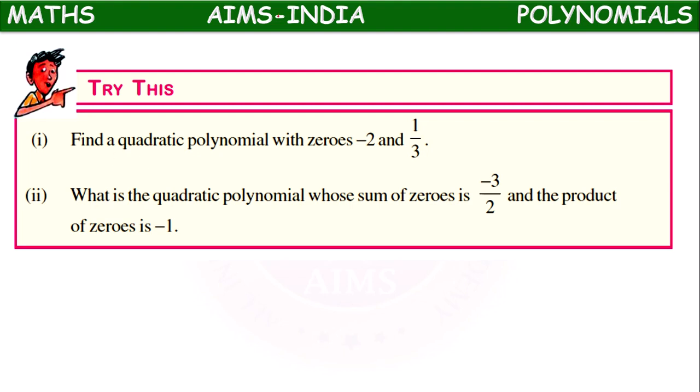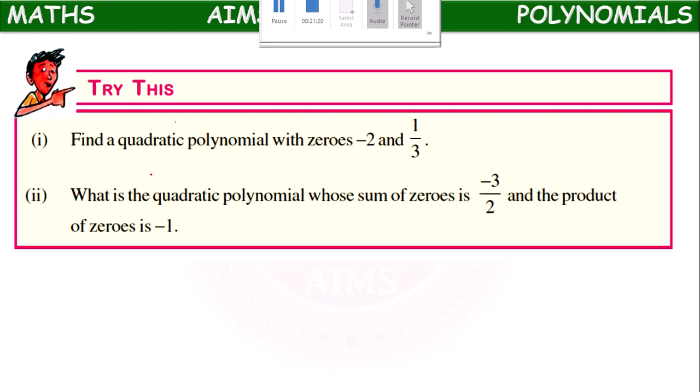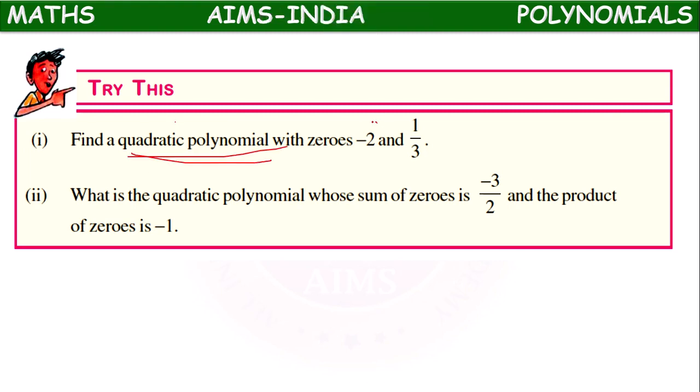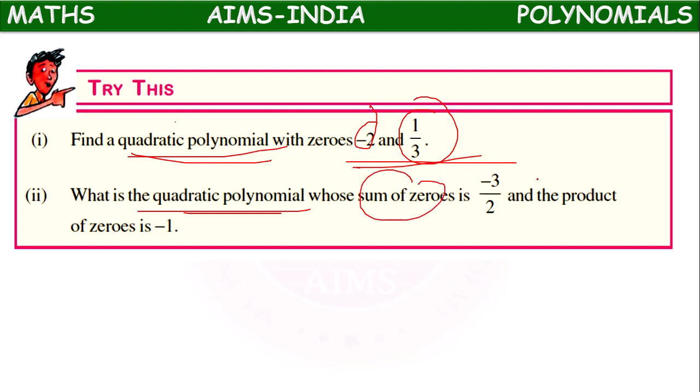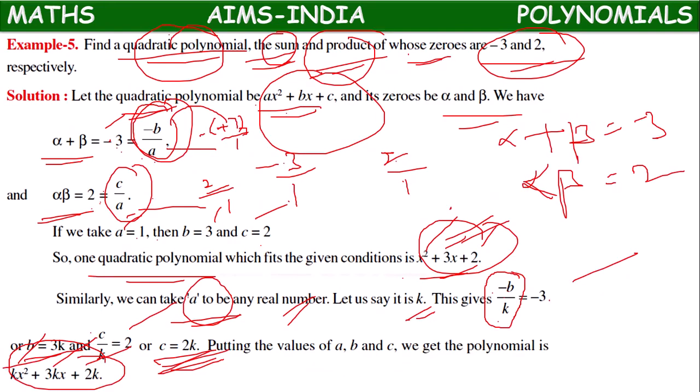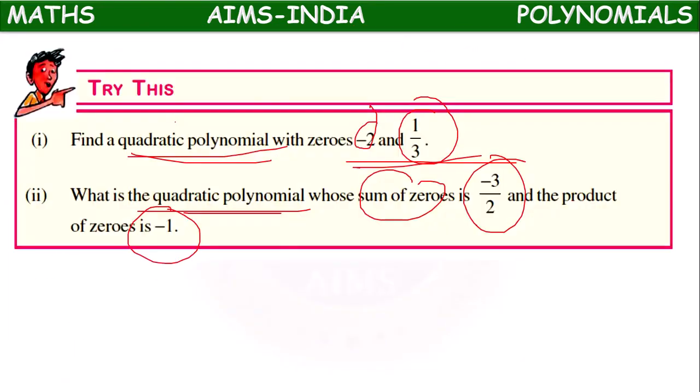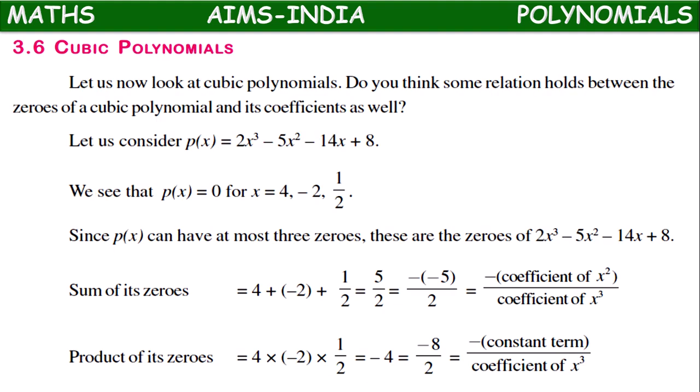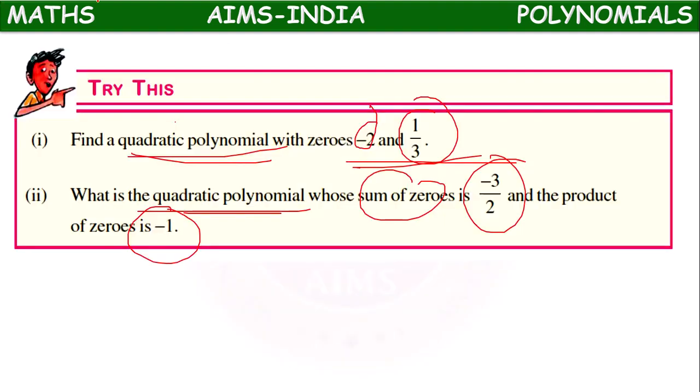Next, children, you have to try these questions. Find the quadratic polynomial whose zeros are minus 2 and 1 by 3. And find the quadratic polynomial whose sum of zeros is minus 3 by 2 and product of zeros is minus 1. Means example 6 model, example 5 model. Two questions are there. So try to solve those questions, children.